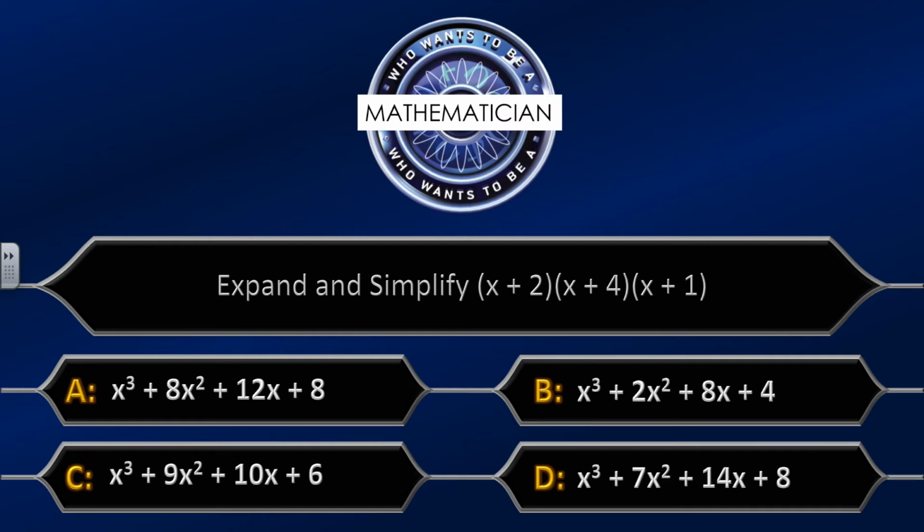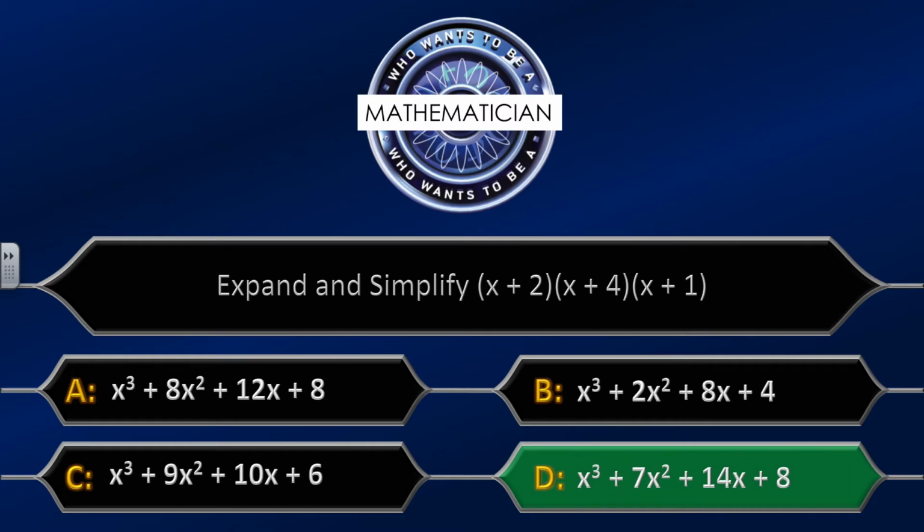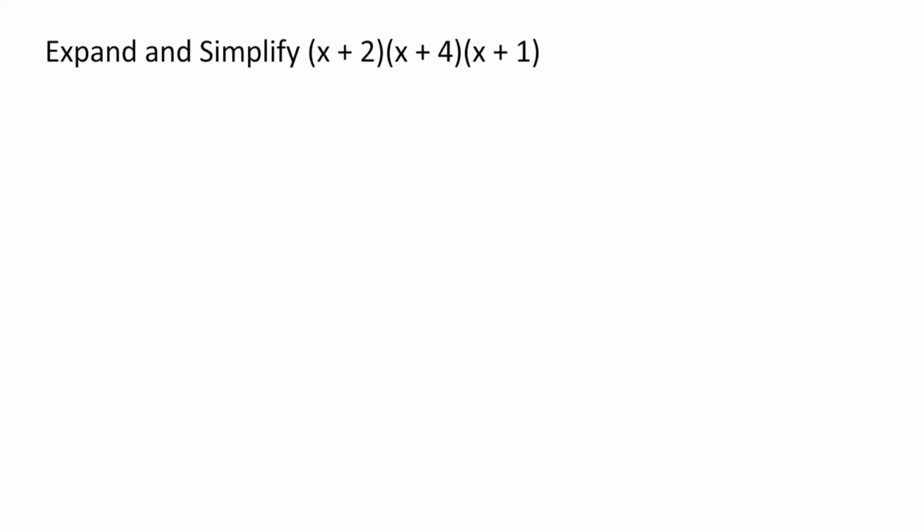Correct answer is D, x cubed plus 7x squared plus 14x plus 8. That's the correct answer. Expand and simplify (x + 2)(x + 4)(x + 1). First of all, I'm just going to expand these two brackets.